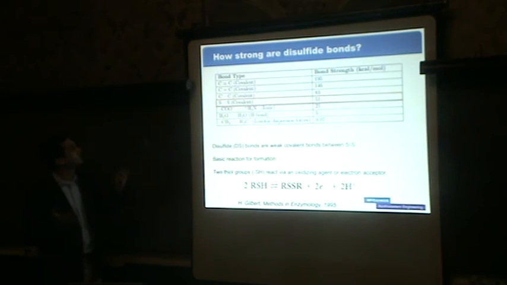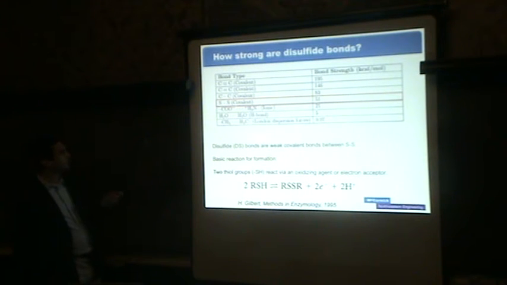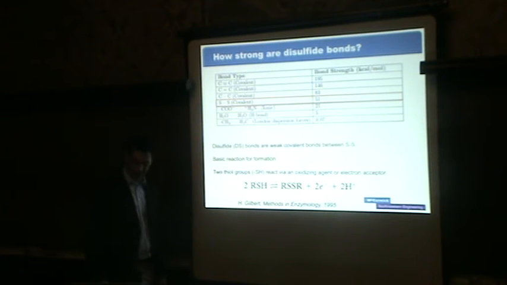So how strong are these disulfide bonds? They are much weaker than the triple, double bonds, etc. that I mentioned earlier. But they are much stronger than what we consider as the strength of hydrogen bonds. So they have sort of an in-between scenario for achieving strong crosslinks.